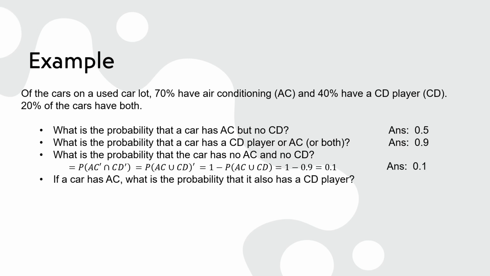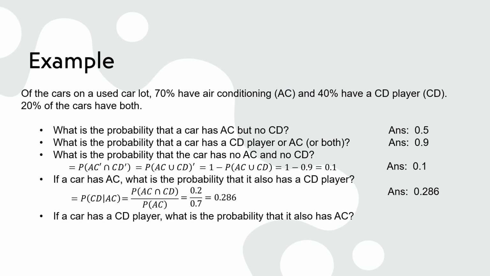If a car has AC, what is the probability that it also has a CD player? This is the conditional probability of cars having a CD player given that those cars have AC, which is their intersection divided by the probability of the given, which is the probability of having AC. This is equal to 0.2 divided by 0.7, which is equal to approximately 0.28.